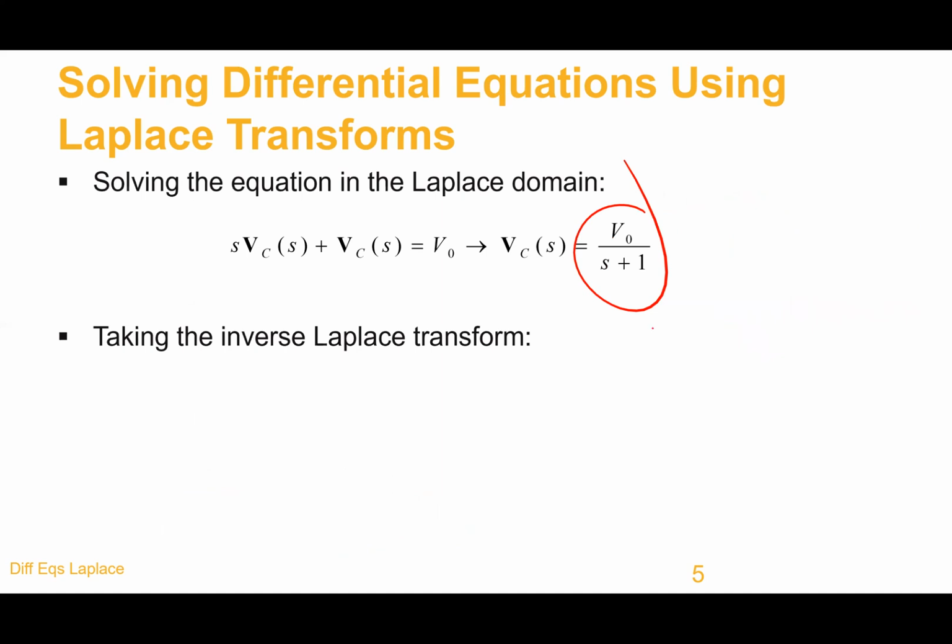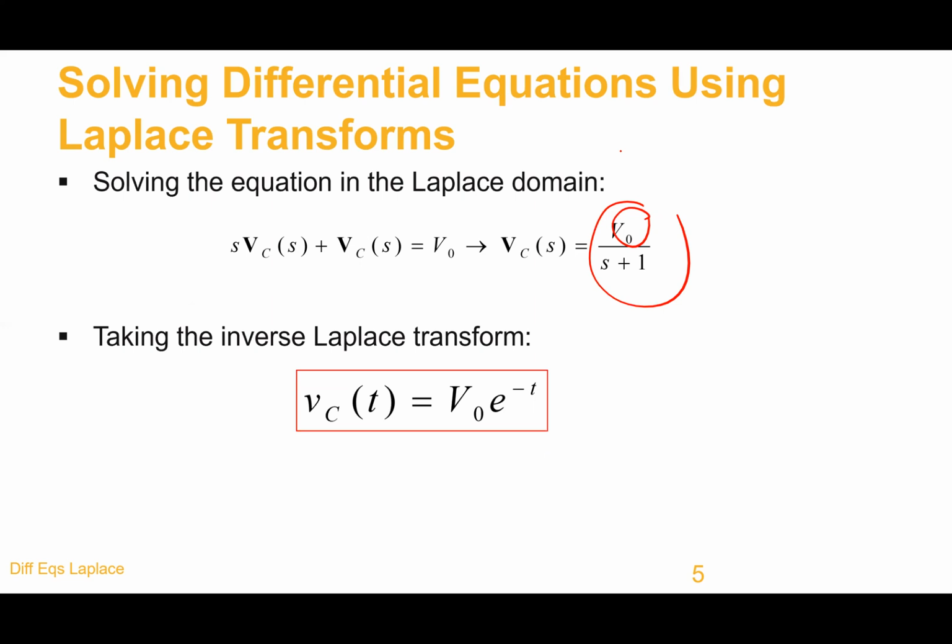So what is VC of t then? Well, this is a constant times 1 over s plus a, right? So it's e to the minus at, e to the minus t, times constant, V0. So the answer is V0 times e to the minus t. And this is valid when t is positive, right?